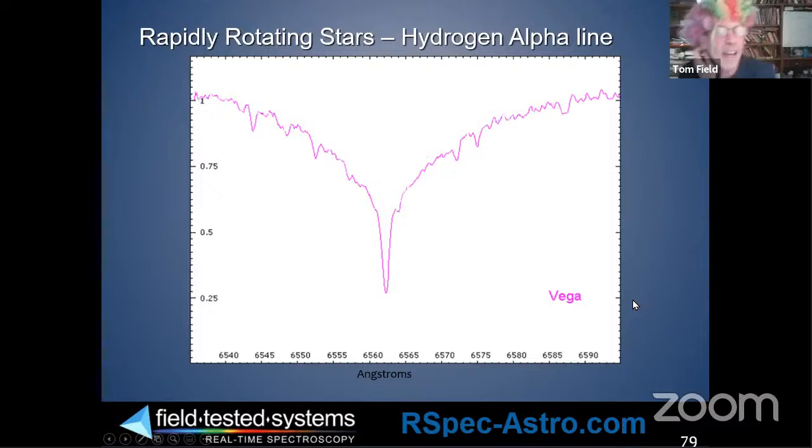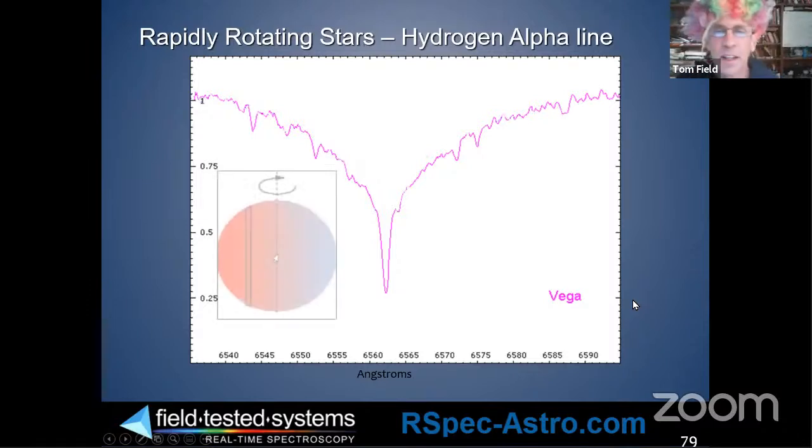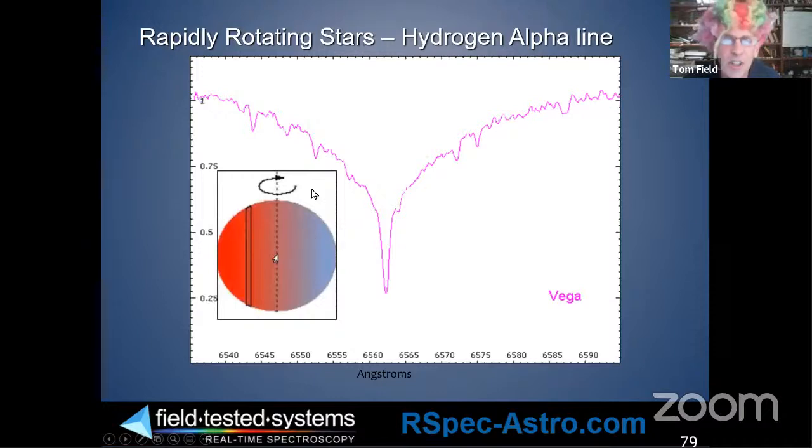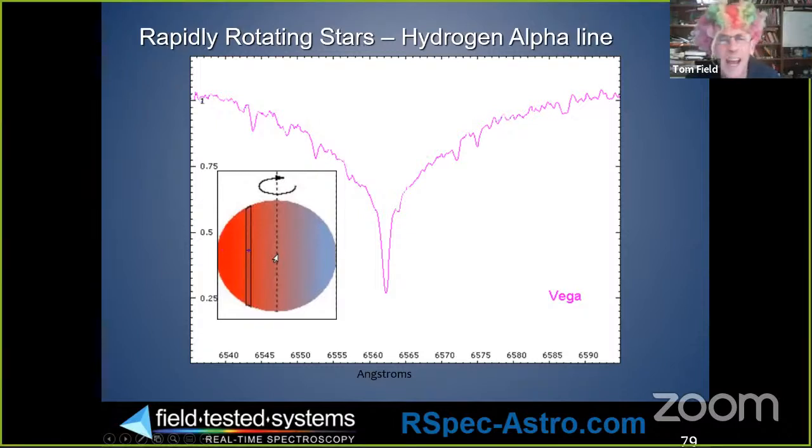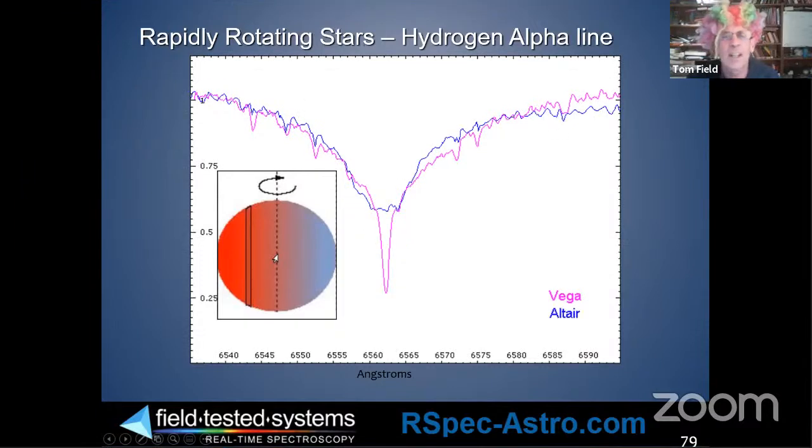Well, here's Vega, which isn't spinning very quickly. But if the star is spinning like this, the light coming off this edge is coming towards you, so it's blue shifted, and this light is red shifted. So what we'd expect is that some of the light that would normally be here is going to be here red shifted and here blue shifted. Let's see what that looks like.